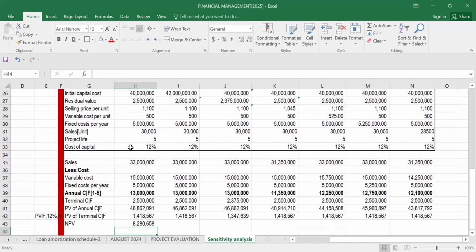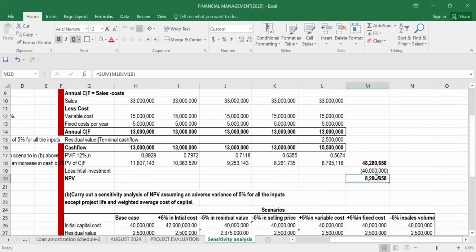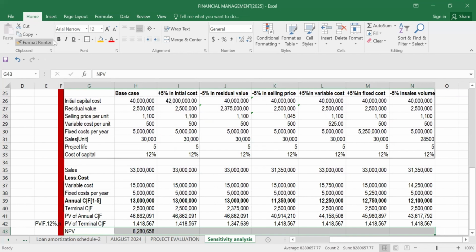from whatever we did in part A. Did we get an NPV of 8 million 86,58? Is that what we got up here? Yes, this is basically what we got. So therefore, you can see our computation is giving us the same value here.